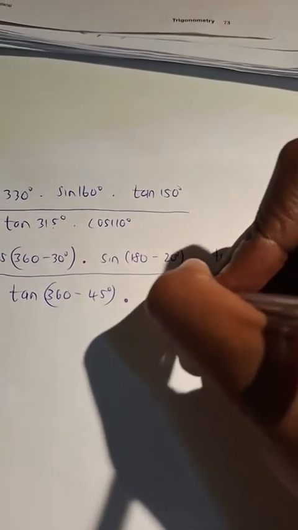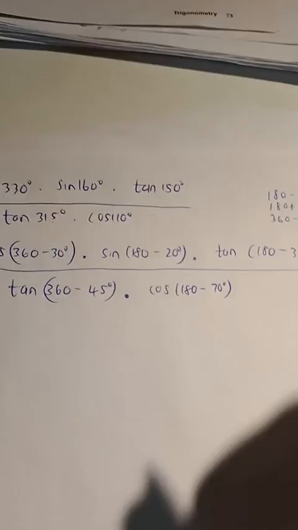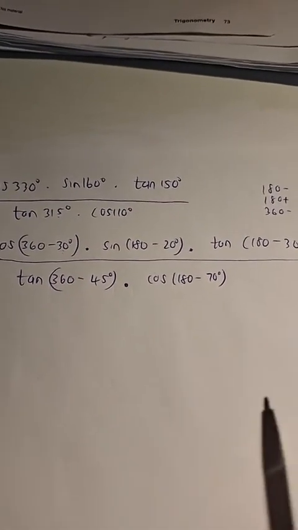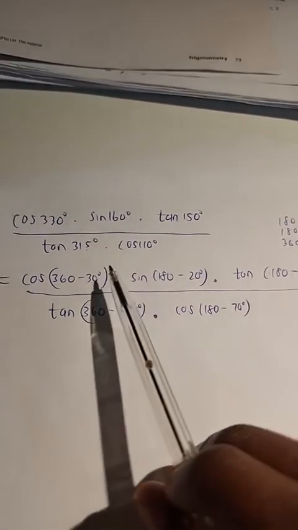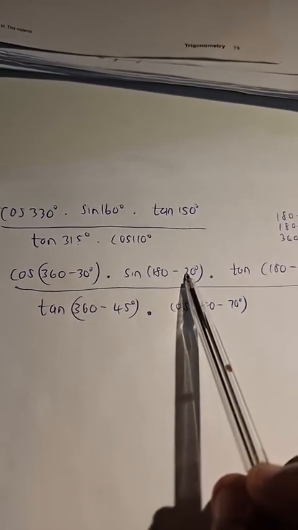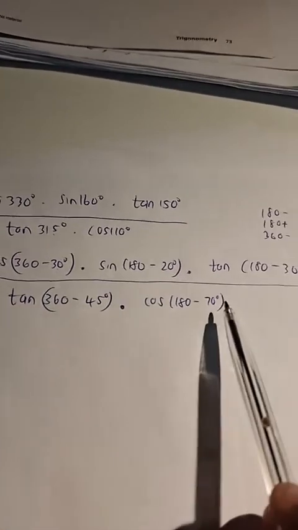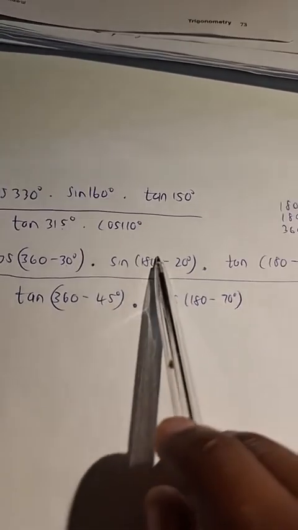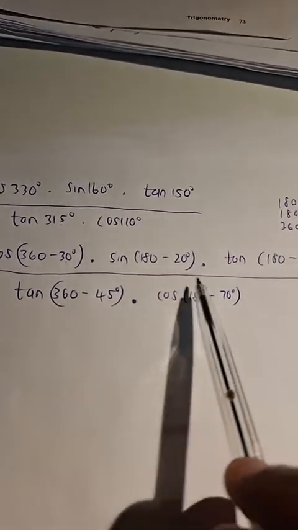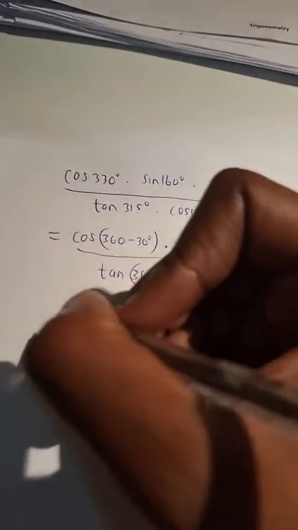I'm thinking of cos 180 minus 70. Right. And so what I can see here is that this is a special angle. This is not special. This is a special angle. That is a special angle. That is not special. But there's something very interestingly unique between these two. And you're going to see after the reduction.